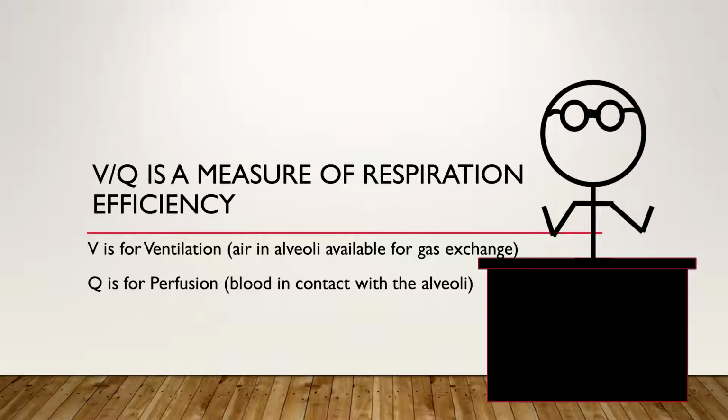The VQ ratio is essentially a measure of the efficiency of respiration. The V in VQ stands for ventilation. Seems fairly obvious. V equals ventilation, easy to remember. And this refers to the air that's in the alveoli. Now, Q is not as obvious. Q is a physiological abbreviation for perfusion, and not just any perfusion. This is perfusion that has to be blood that's in contact with the alveoli itself.